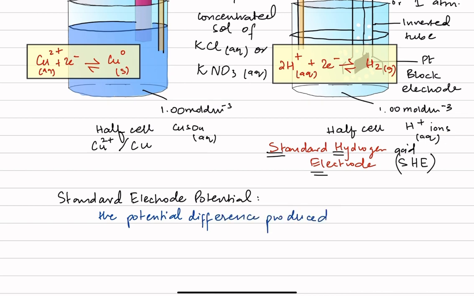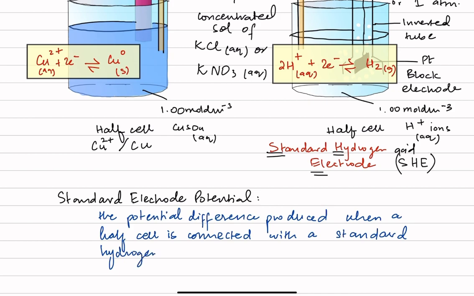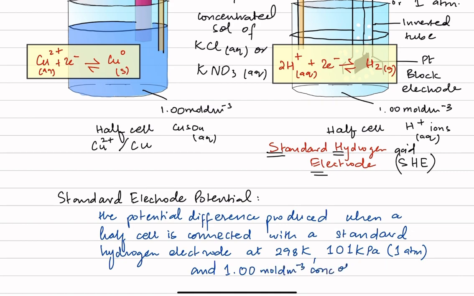It is the potential difference produced when a half cell is connected with a standard hydrogen electrode. And then you talk about the conditions. So you say at 298 Kelvin, 101 kilopascal, which means 1 atmosphere, and 1.00 mole per dm cube concentration of all the ions involved.